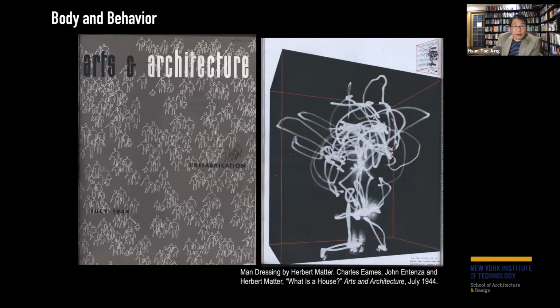And then this, 1944, by John and Tenza. And then Charles Eames got involved. So there was a special issue called prefabrication. And this is the same thing in principle, but more like using film. So what is a house? When you occupy space, it's using exposed film.